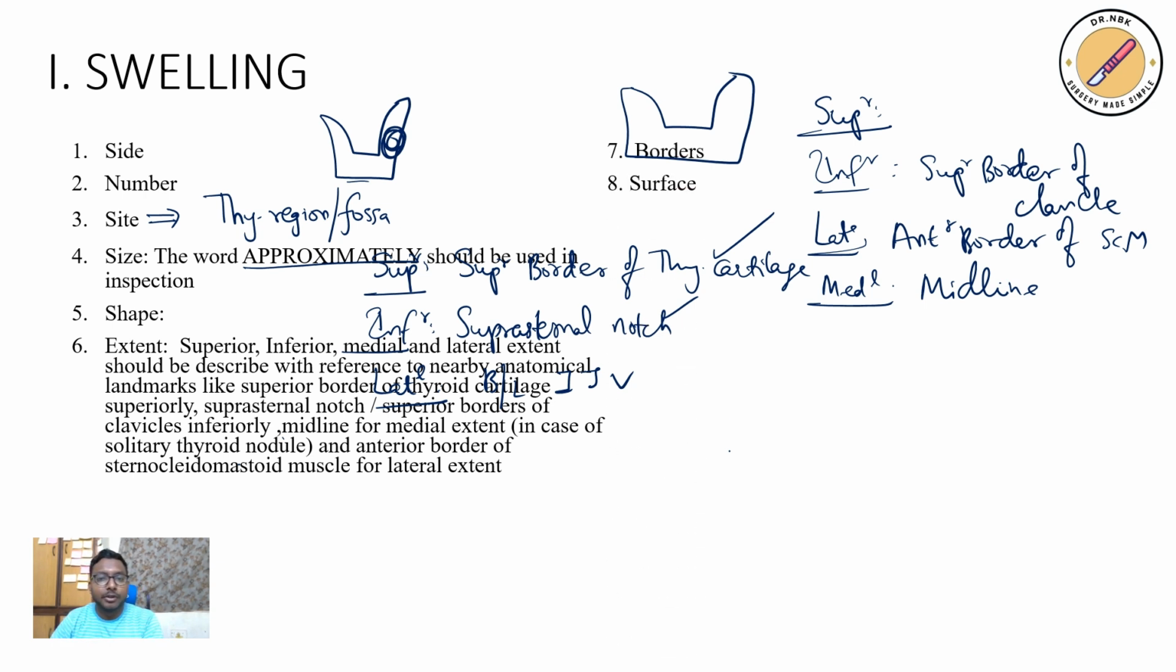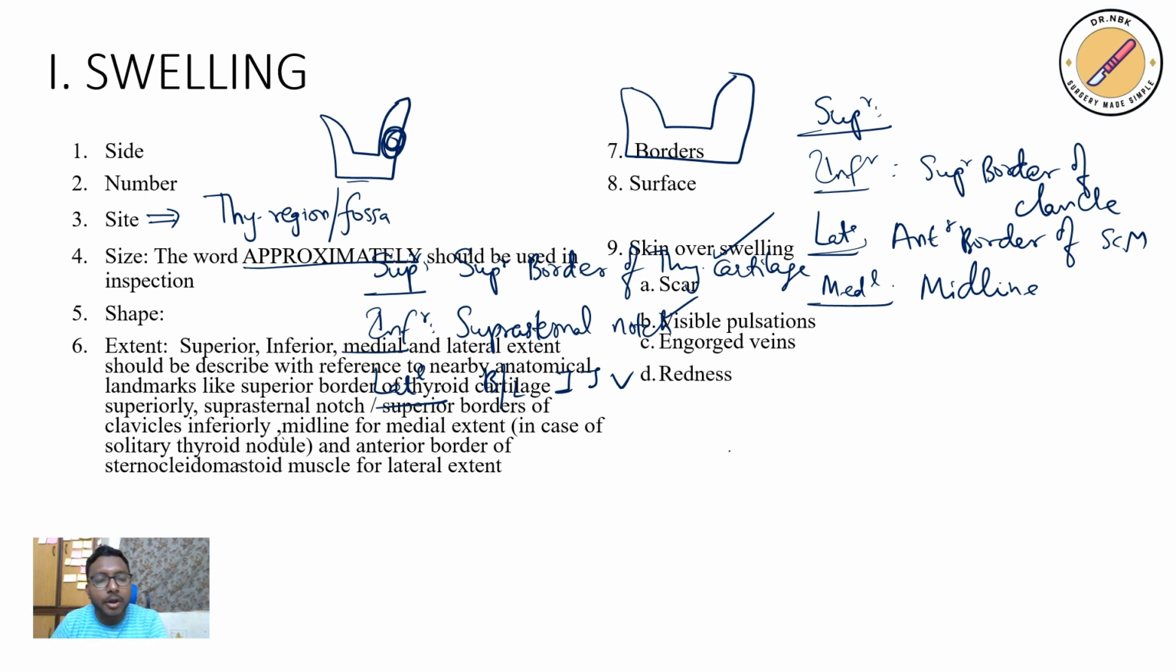Next is borders, then surface. Please understand, whenever you are mentioning the surface, there are only two words that should be used in inspection. One, even; second, uneven. Next is the skin over the swelling, whether there are any scars present to rule out any recurrence. Then visible pulsations, engorged veins, redness, etc.